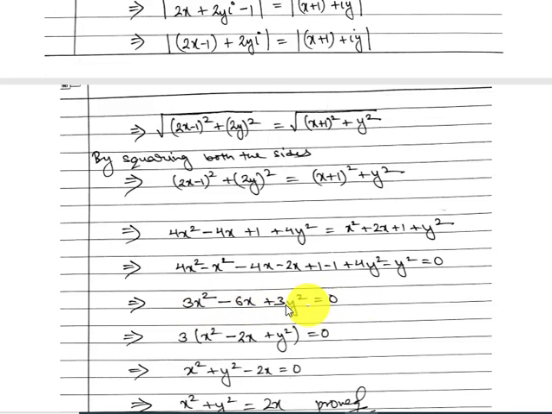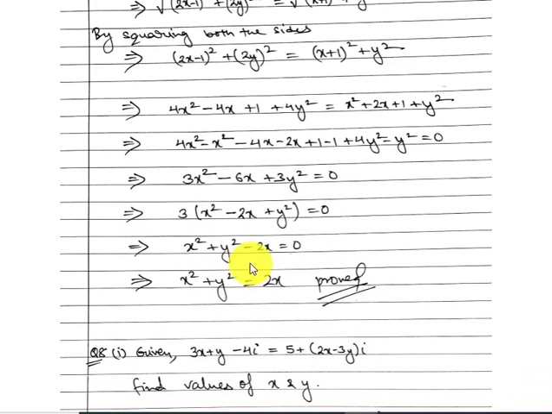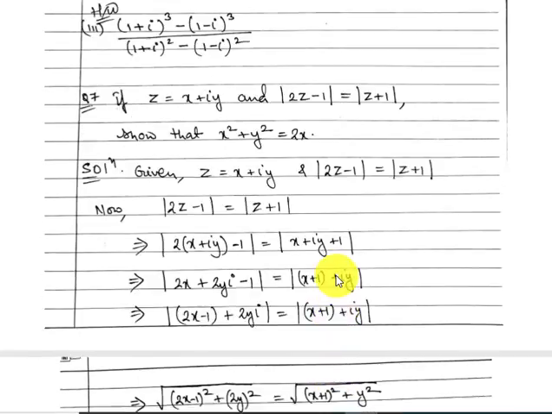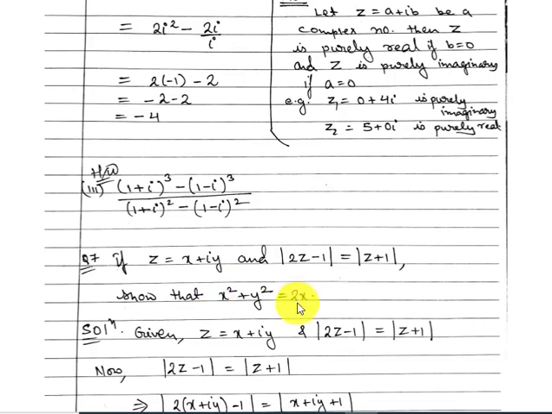Here you can see that in each term 3 is common, so 3 is being taken out. So 3 into (x square minus 2x plus y square) equal to 0. Divide both sides by 3, so 3 is removed from here, and you're left with x square plus y square minus 2x equal to 0. Take this minus 2x to the other side, so it becomes plus, and you get x square plus y square equal to 2x. This is what we were supposed to prove, so it's proved.